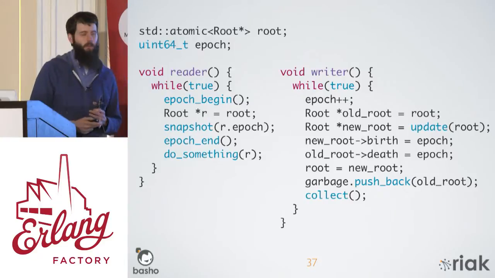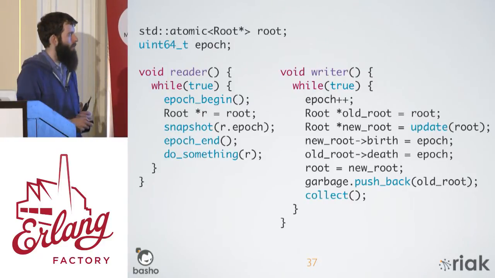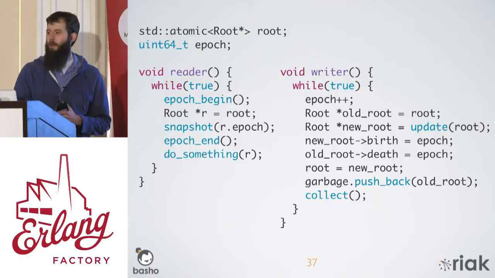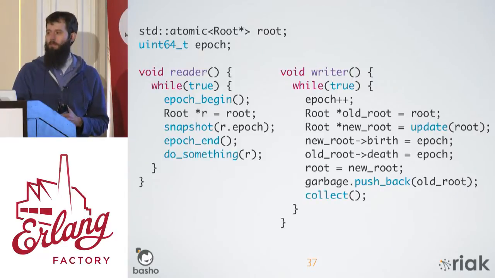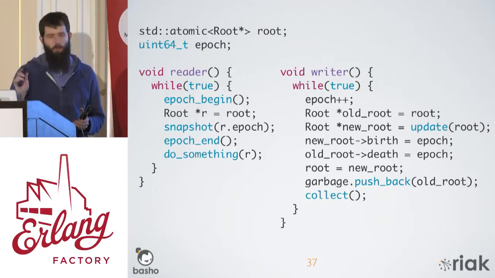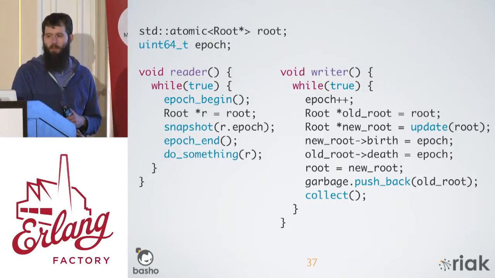So when they're allocated, they get the birth of the epoch that they were created at from the writer. And whenever the writer ends up deleting them logically, they get the death date at the time that they were deleted. And these are just pushed into some garbage list that gets collected at some point down the road. Otherwise, it's basically the same thing, right? Same logic here, except I'm adding birth dates and death dates now, and I'm incrementing this epoch here.